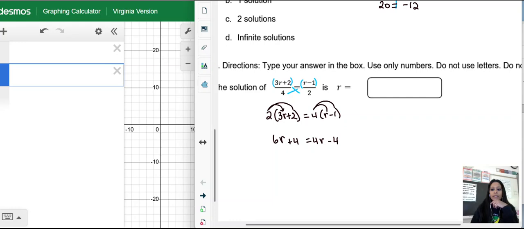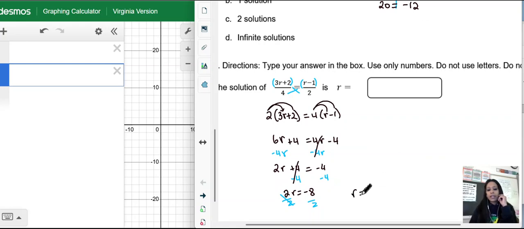So then my next step is going to be subtract 4r on both sides. So 6 minus 4 is 2r plus 4, bring down the 4, equals, that gets canceled out, minus 4. And then now it's just a two-step equation. Negative 8, and then final step, divide by 2, and then you have here r equals negative 4. R equals negative 4, and that's my answer. All right.